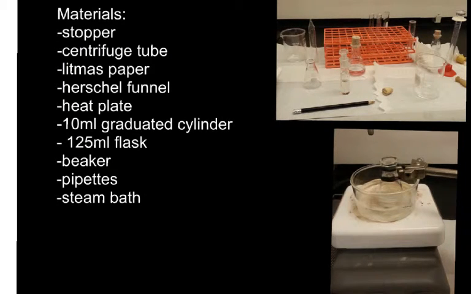Here are a list of some of the materials that we use in this experiment. We have the stoppers, the centrifuge tubes, litmus paper, a Hirsch funnel, a heat plate, as you can see right here, a 10 milliliter graduated cylinder right there in the corner, some beakers and pipettes, and a steam bath.